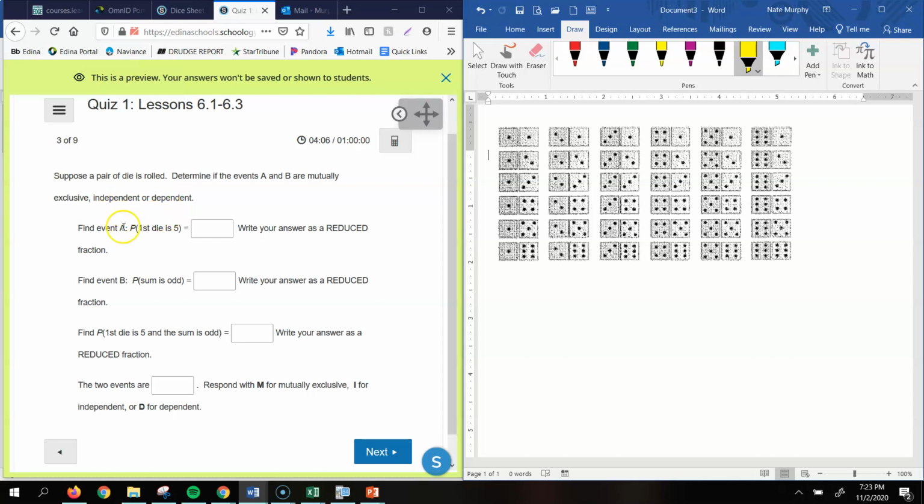But so it says find the event A. So if event A is that the first die is a 5. Okay, so we want to write our answer as a fraction. So the first die being a 5 would be this column. Okay, so that happens 1, 2, 3, 4, 5, 6 times out of 36, which reduces to 1/6.